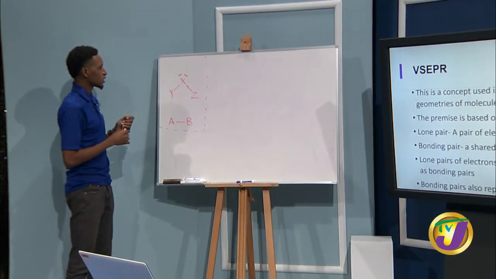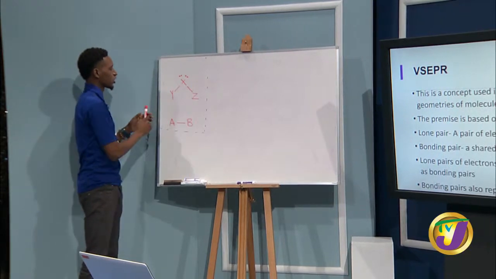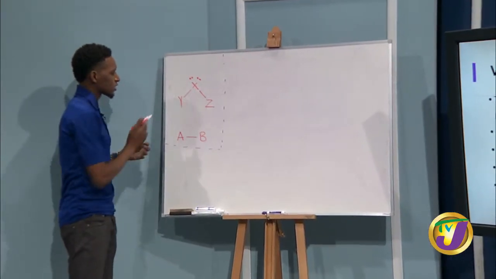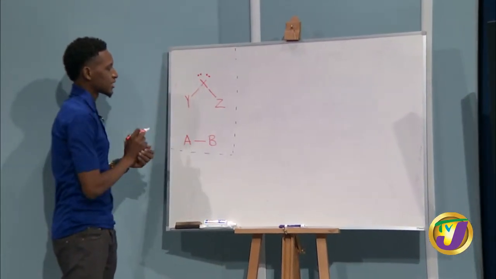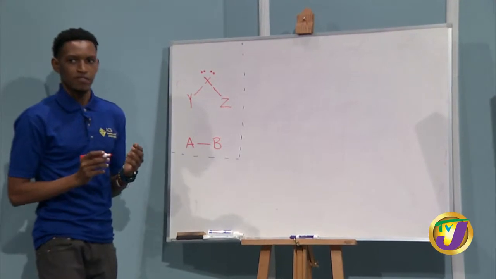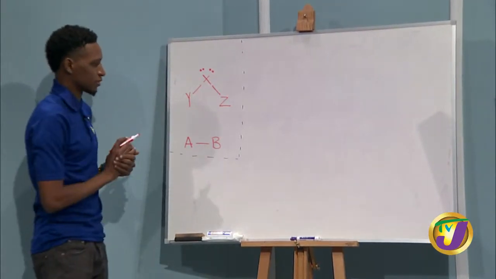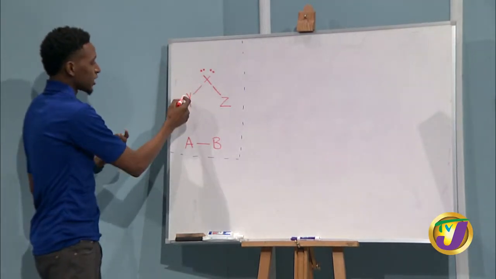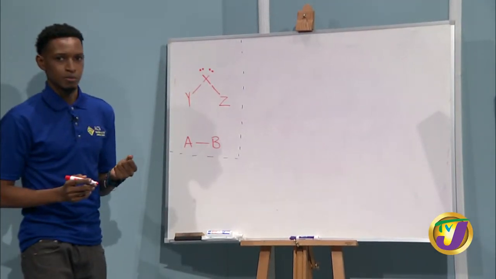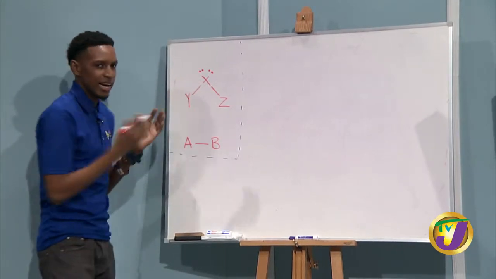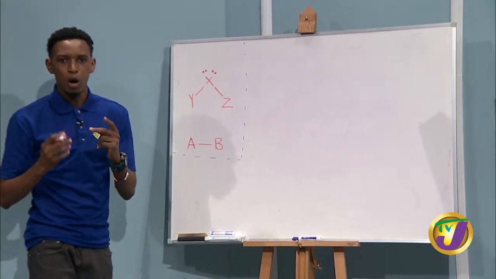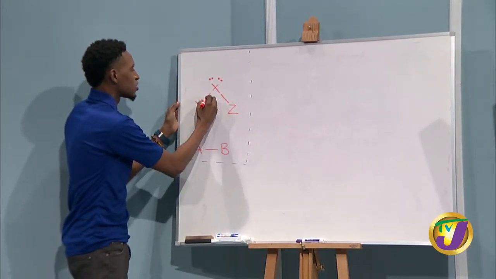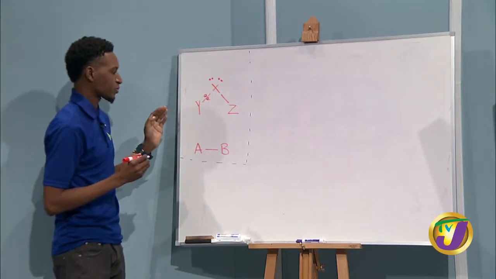With this molecule here, which I made up, a molecule XYZ, you can see that X has two lone pairs of electrons sitting on top of it. X also has two bonds. X is bonded to Y and X is bonded to Z. Now, we know that electrons make up bonds. Each bond has two electrons in it. So this bond right here has two electrons in it like that.